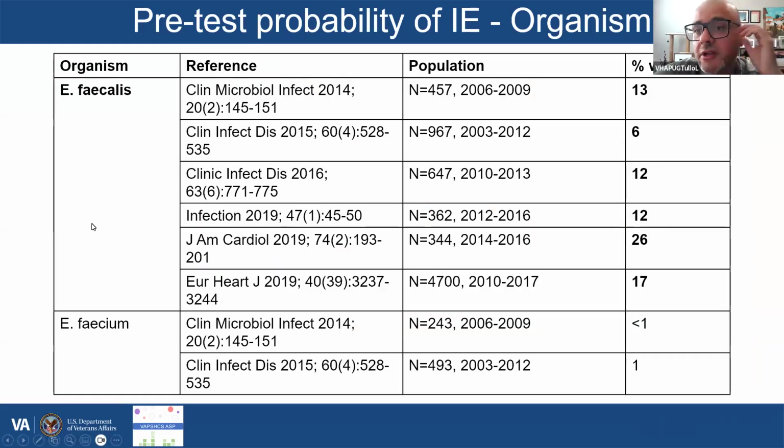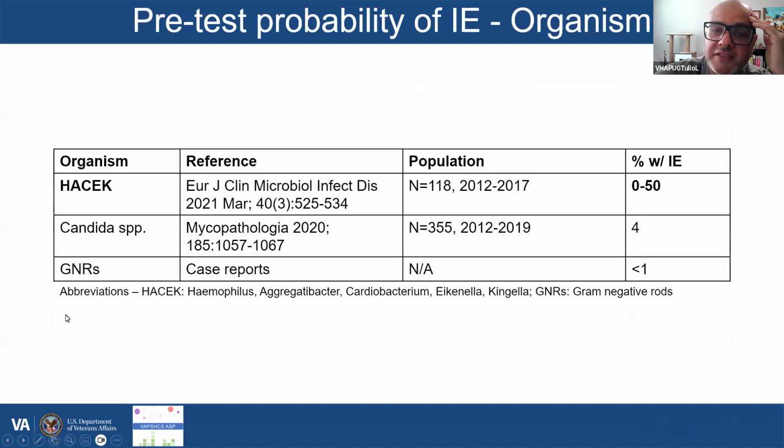When you look at other gram-positives, specifically Enterococcus, you find that E. faecalis has a higher association than E. faecium. And HACEK organisms can have a rate of endocarditis of up to 50% compared to other organisms. The thing to remember is that these are retrospective studies, so there's confounding there, right?